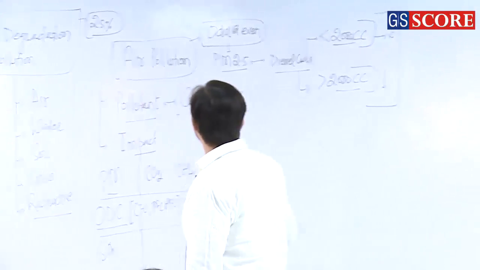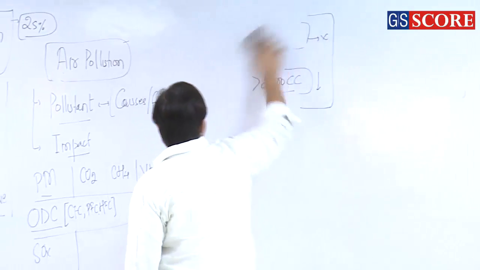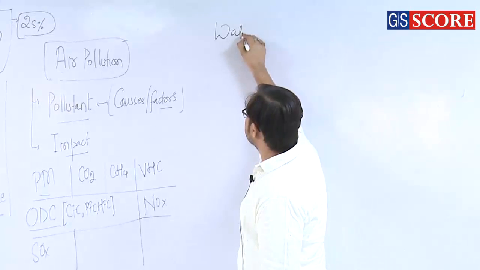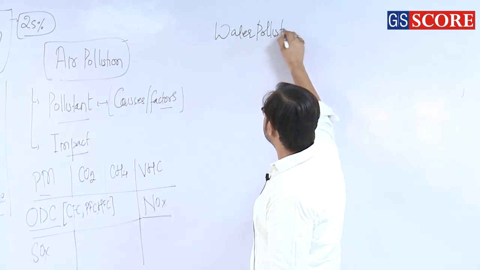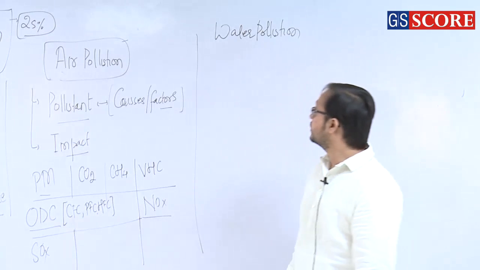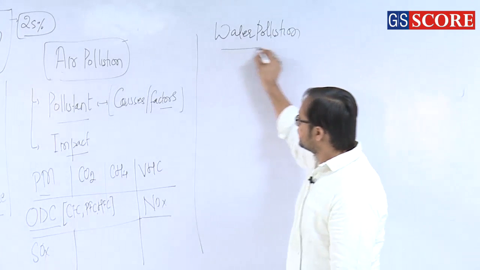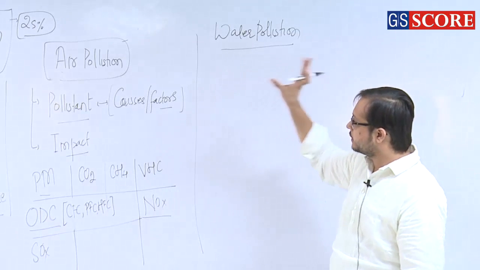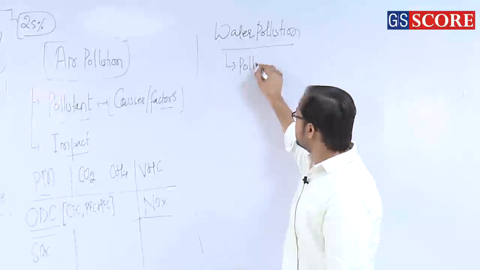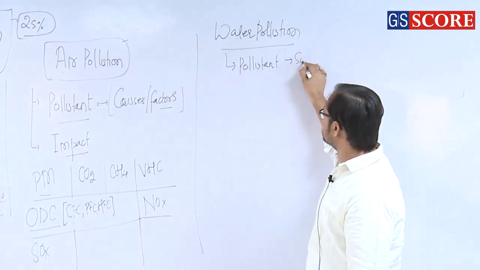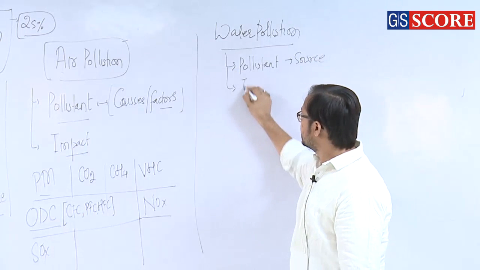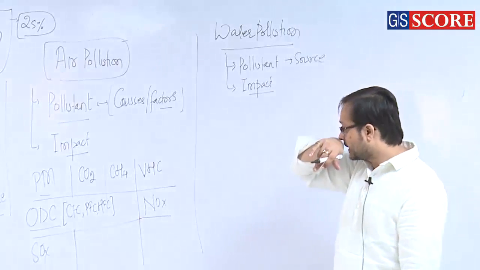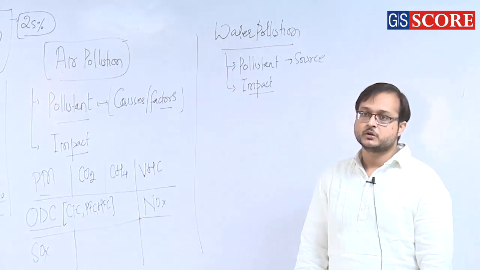Second aspect, after air pollution, we will speak about water pollution. Again, the same thing remains when we deal with all these types of pollution. This particular thing remains fixed. What is the pollutant? What is the source? What is the impact? That also remains common over here. Now, the pollutants keep on changing with all these things.